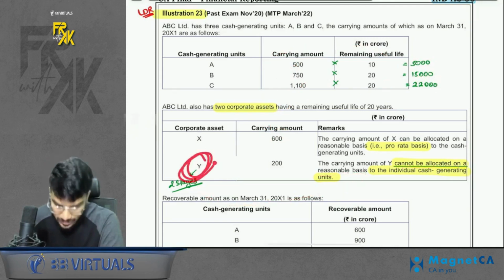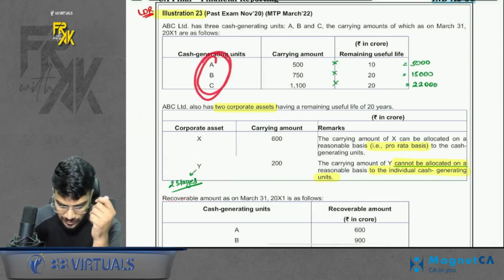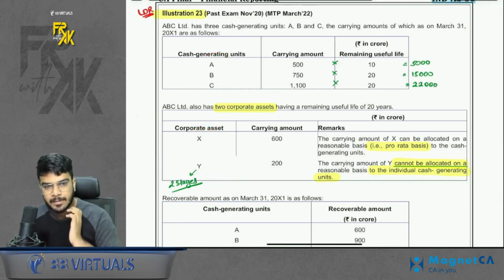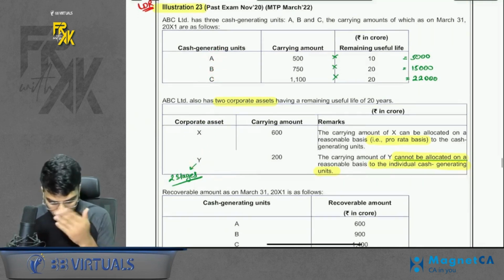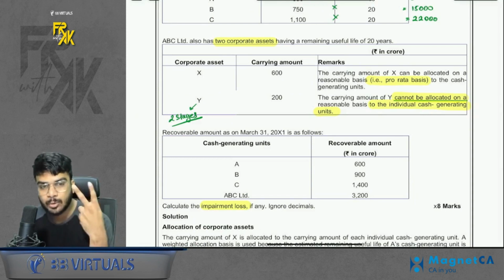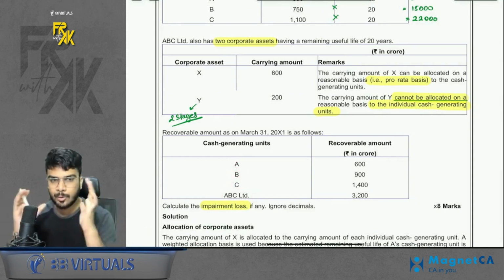So for this Y, we have to conduct the impairment test in 2 stages. First stage, where we will test the individual CGUs, including the corporate asset X, but excluding Y. And then in stage number 2, we will add all the CGUs and we will also add Y, because Y cannot be allocated individually. So that is why we have to conduct the test in 2 stages: first of individual CGUs and then for the whole group as a whole, right?